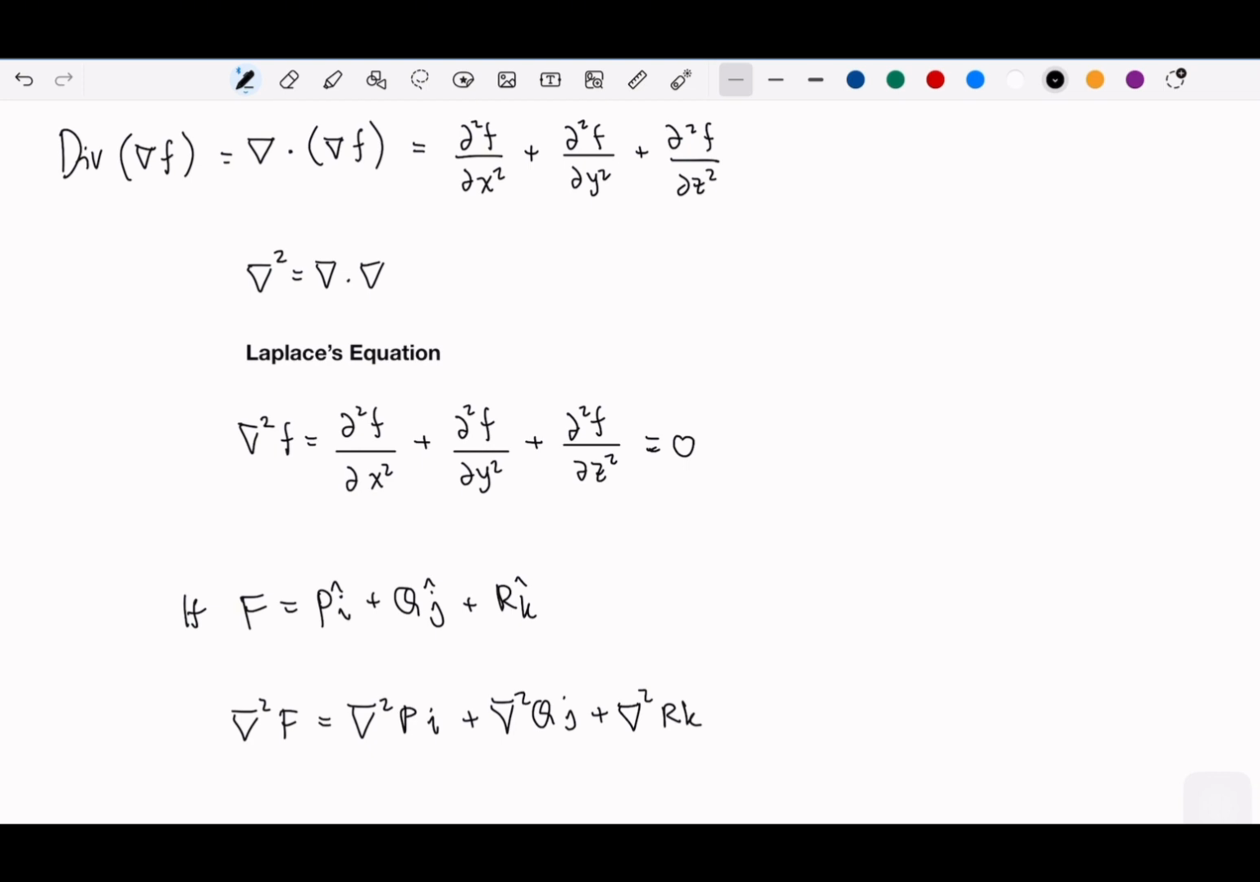So there is another differential operator. We call this del squared the Laplace operator. Okay.